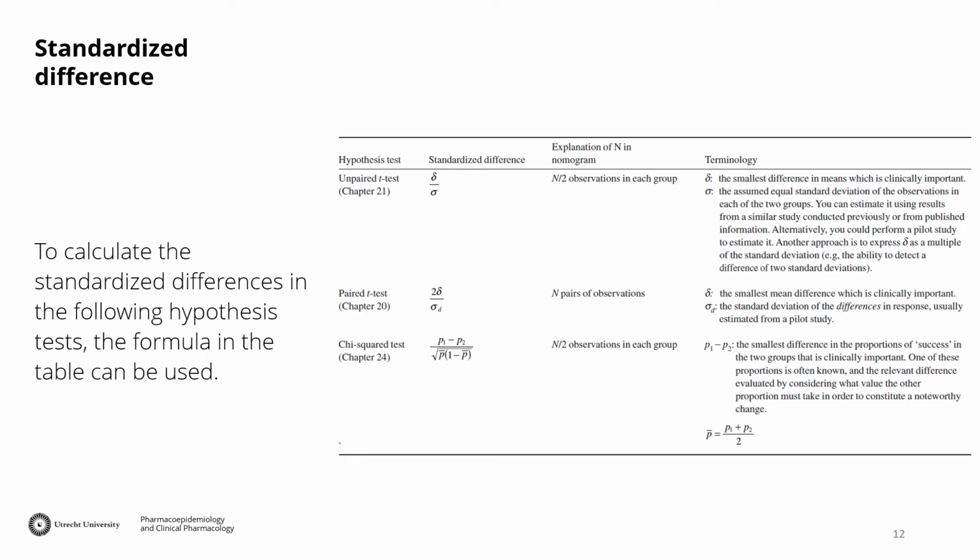For the chi-square test, here we're dealing with proportions instead. So instead of the smallest difference in mean which is clinically important, we have the differences in the proportions between the two groups. So this is something that we use when we have to use Altman's nomogram.